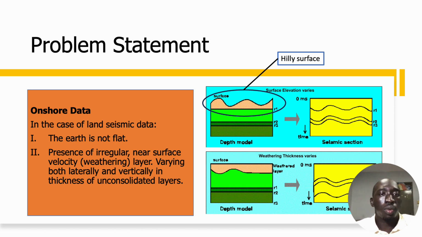Why do we need to do static residual correction? The problem statement here is that we know that in the case of onshore data, the earth is not flat. As we have seen earlier, it is hilly, and there is also the presence of irregular near surface velocity or weathering that has caused some problems, and that is exactly why we need to apply the static residual correction.